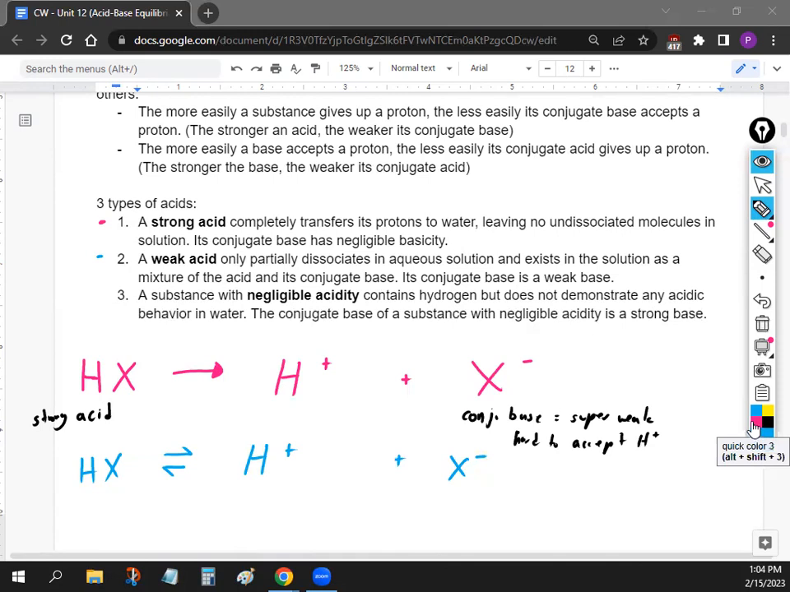Now, this is going to depend on some factors, so we can't say everything for sure, but weak acids, as you can see by the arrow, can have reversible reactions. And the strength of the conjugate base is going to be relative to how strong that weak acid was. We'll talk about that in a sec, though.